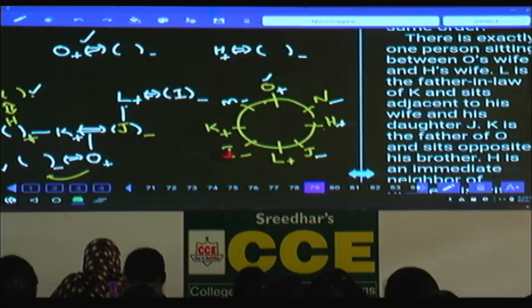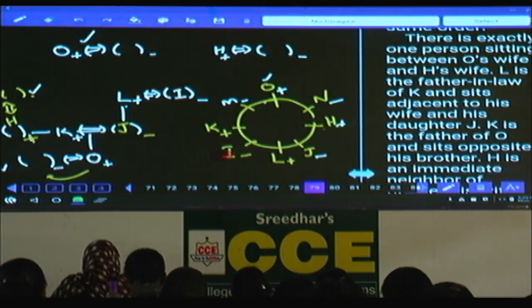L is the father-in-law of K. K's wife is J, her father is L. And L sits adjacent to his wife and his daughter J, that is clearly given.